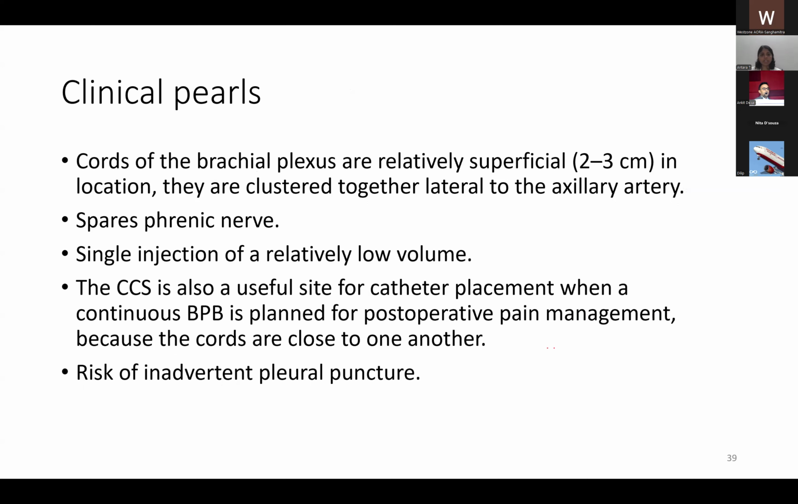The cords of the brachial plexus are relatively superficial and they are clustered together lateral to the axillary artery. This block spares the phrenic nerve. A single injection of a relatively low volume is sufficient for this block as all the cords are clustered together. The costoclavicular space is a useful site for catheter placement for postoperative pain management because the cords are close to one another. Although in this block, there is a very high risk of inadvertent pleural puncture because of close proximity of the cervical pleura.